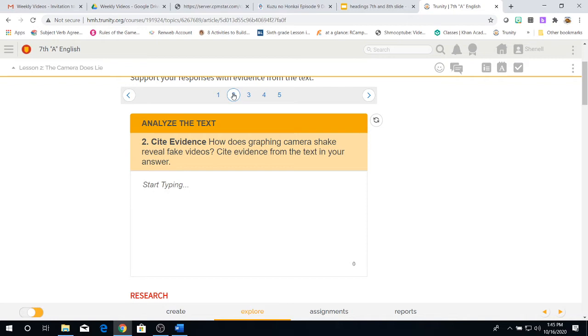You guys are looking for context clues here. You're going to look for info directly from the article that you will mold into your own answer for this question.